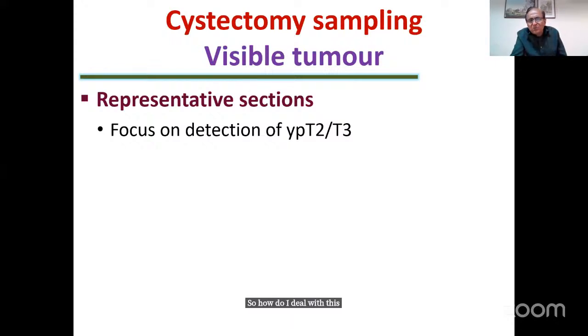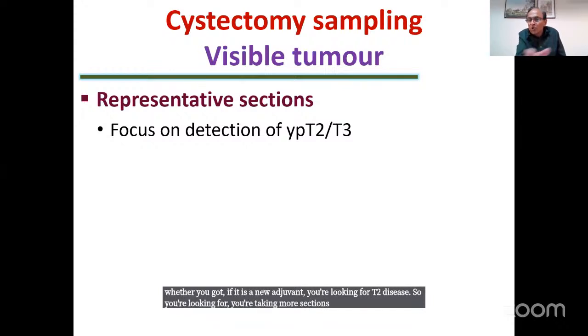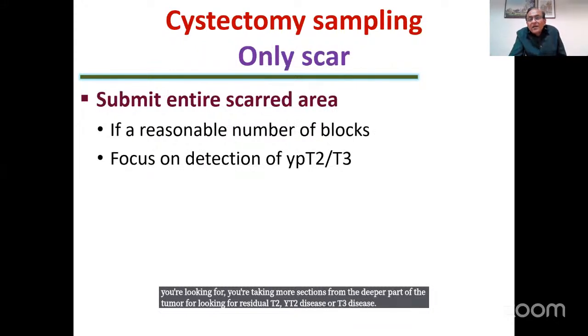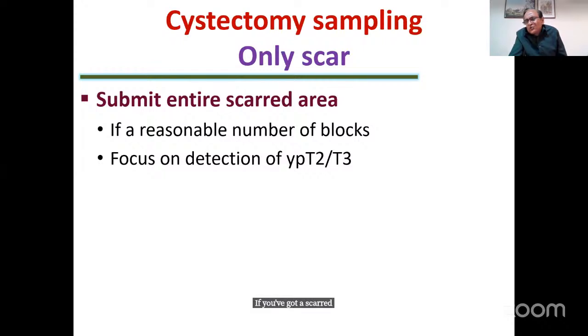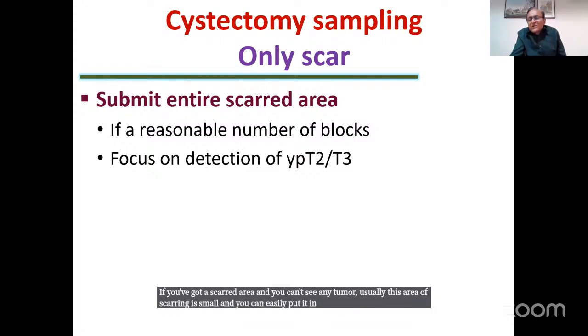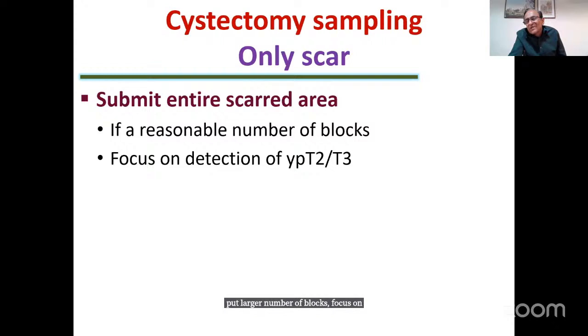If I've got a visible tumor, you don't need to sample all of the tumor. If it is neoadjuvant, you're looking for residual T2 disease, so you're taking more sections from the deeper part of the tumor, looking for residual T2 or T3 disease. If you've got a scarred area and you can't see any tumor, usually this area of scarring is small and you can easily put it in a few blocks. But again, even if you put a larger number of blocks, don't take blocks to look for Ta and T1 disease.